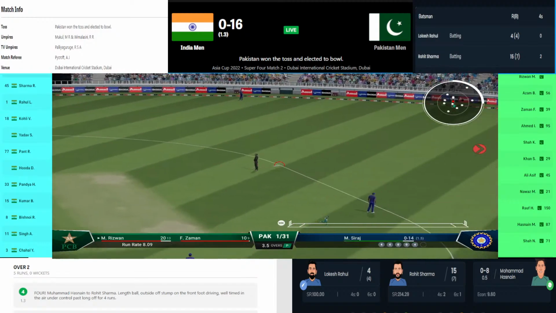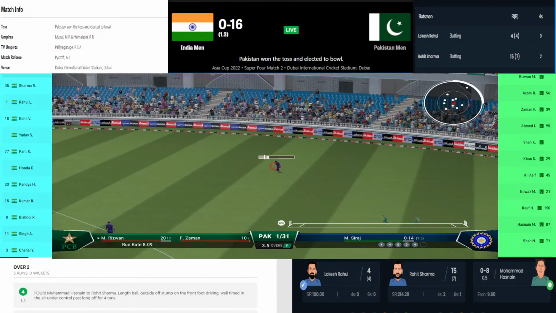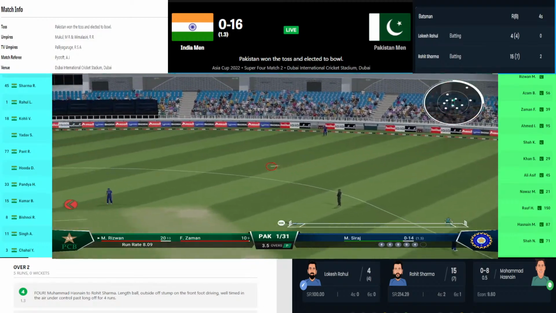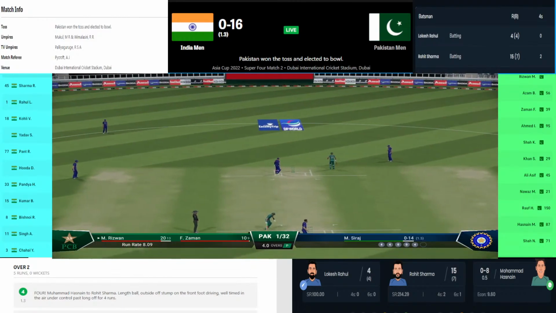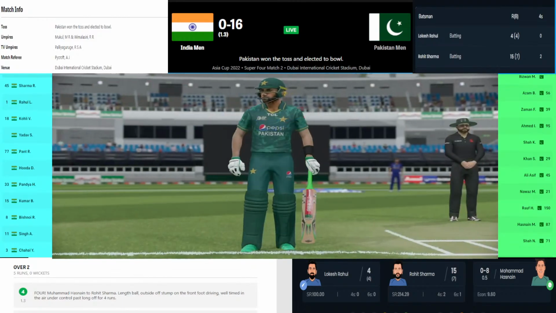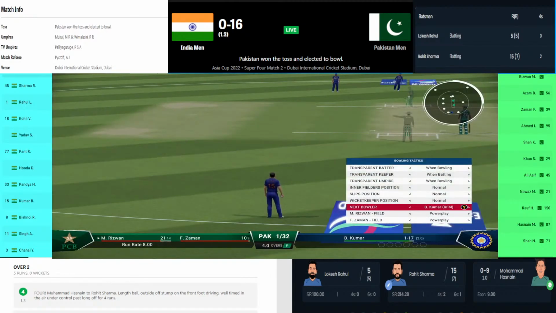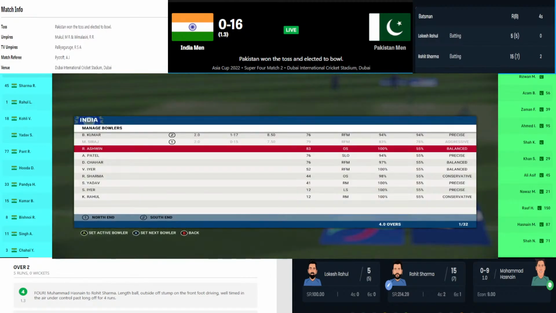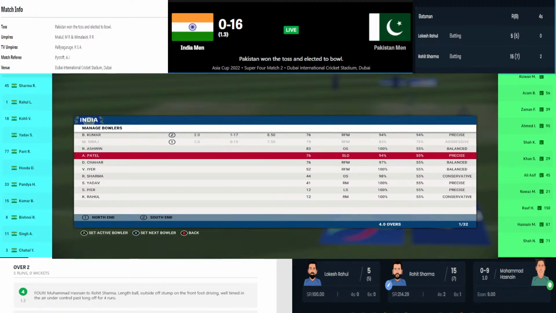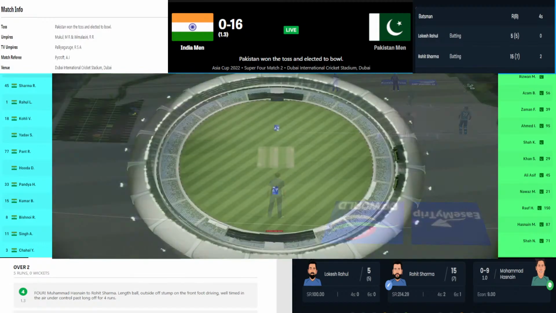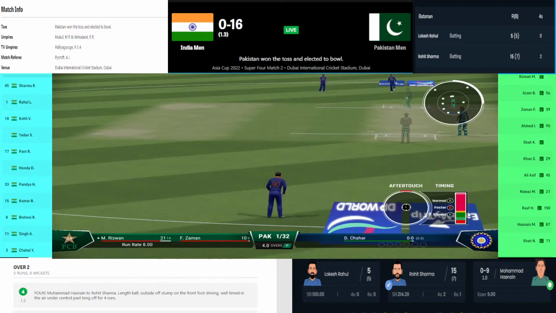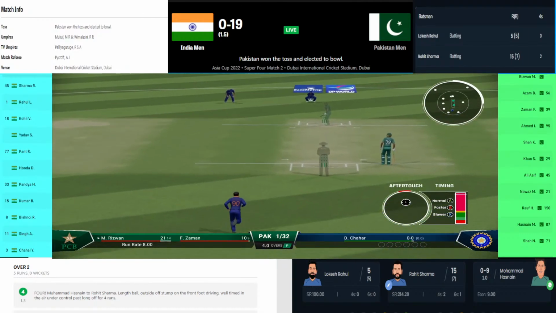So fifth delivery coming up. KL Rahul, just a similar kind of shot from KL as well. Clears the infield, but this time the ball is not going to the boundary for four. There is not enough power in the shot to take the ball to the boundary, so it's just a single added to the total. With the help of that single, India's score moved on to 19 after 1.5 overs.